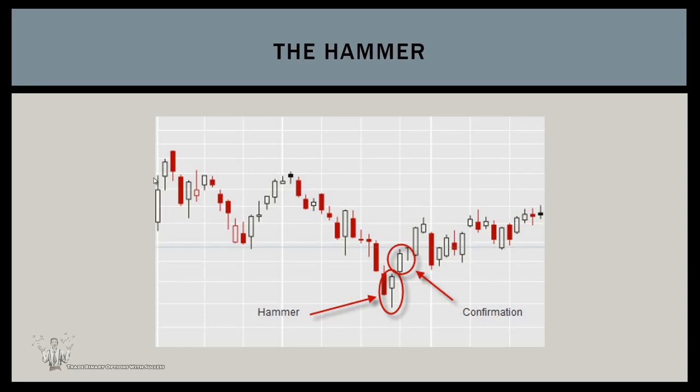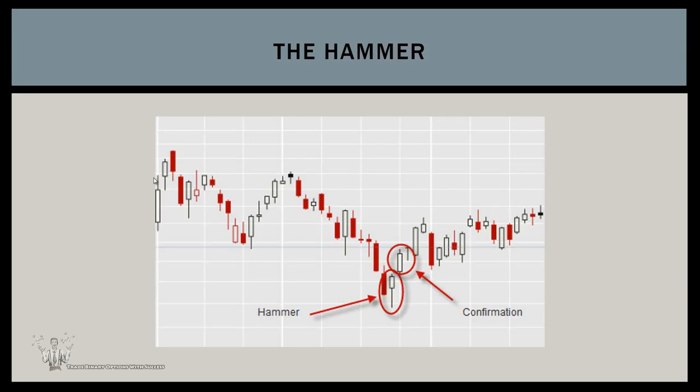But a little bit different than the other two we previously talked about, we need to look for a confirmation candle. A confirmation candle tells you that yes, this trend is reversing. Our confirmation candle is also a positive or green candle. Now, it may be a different color if you're using a different setup. If we have a positive candle, green, we're looking for that as our confirmation.